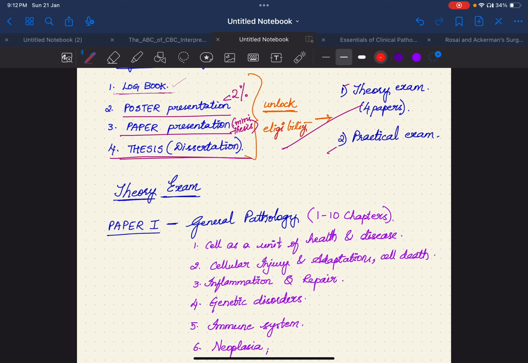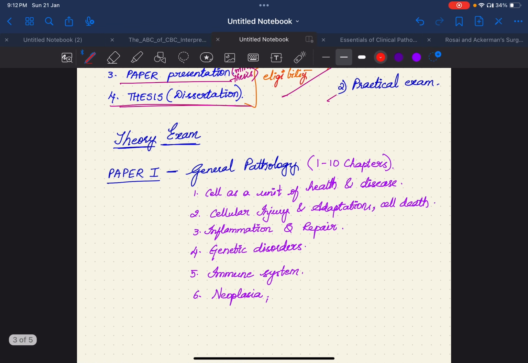Now coming back to the theory examination, it consists of 4 papers. Each paper has 10 essays, so in total 40 essays you have to write. Paper 1 deals with general pathology, that is chapters 1 to 10 of Robbins. For example, the first chapter is the cell as a unit of health and disease, then cellular injury, adaptations, cell death, inflammation, genetics, the immune system, neoplasia, etc. The first 10 chapters of Robbins are covered in general pathology.